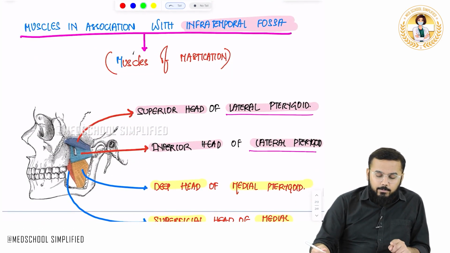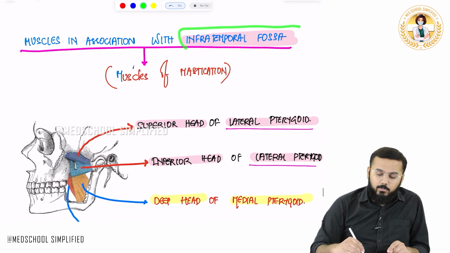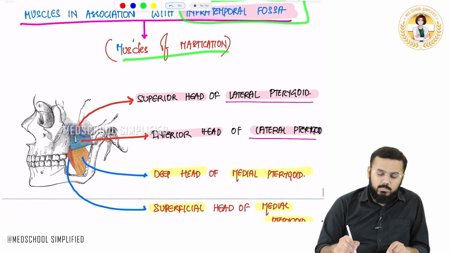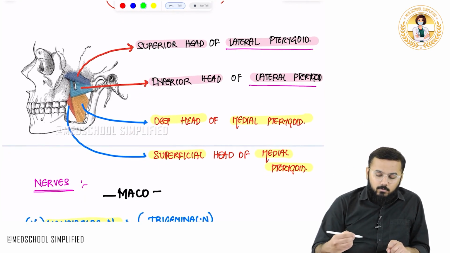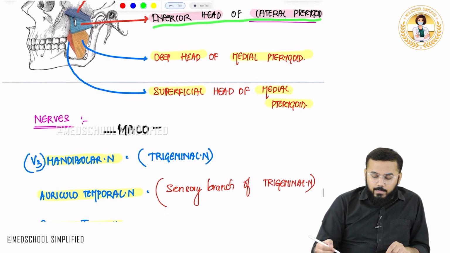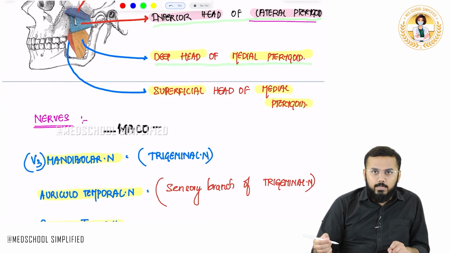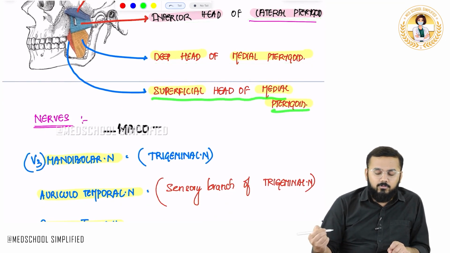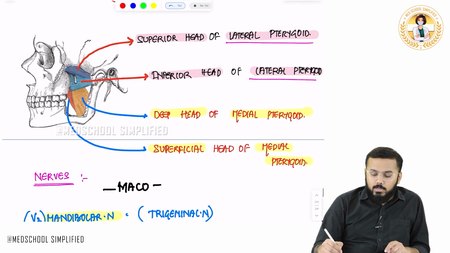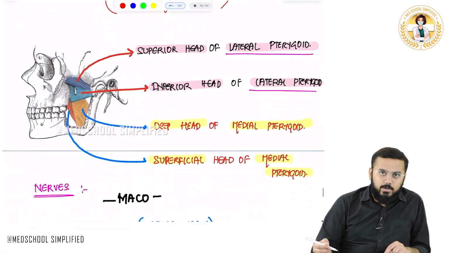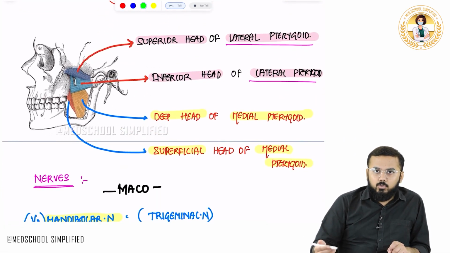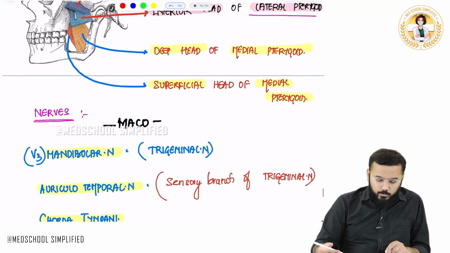Next important thing is that the muscles that are associated with the infratemporal fossa, these muscles are called as muscles of mastication. Okay. Next important thing, what are the different muscles of mastication? Here we have got the superior head of lateral pterygoid, we have got the inferior head of lateral pterygoid, we even have got the deep head of medial pterygoid, we have got the superficial head of medial pterygoid. Okay. So, lateral pterygoid and medial pterygoid are the muscles that are in association with the infratemporal fossa. In the lateral pterygoid, one is superior, inferior, in the medial, one is deep and superficial.